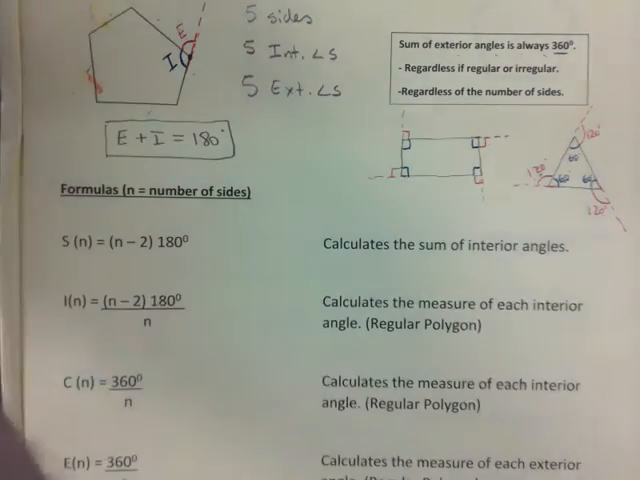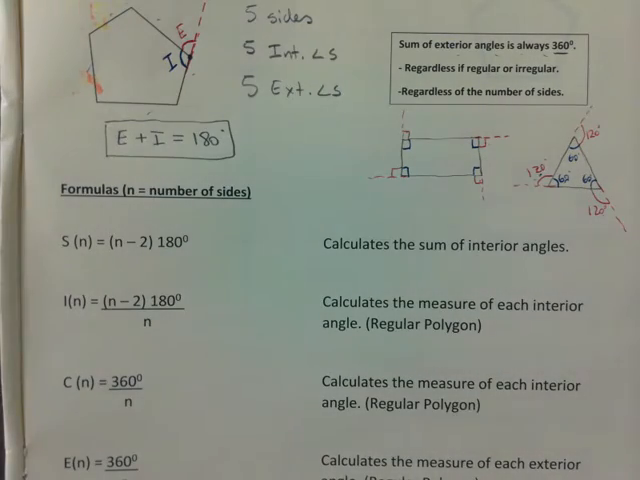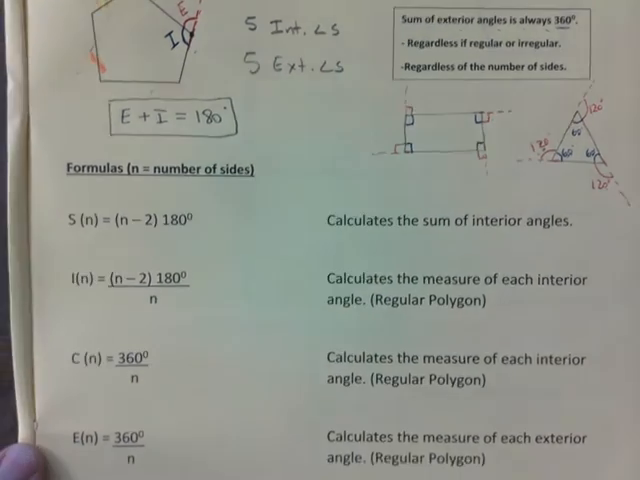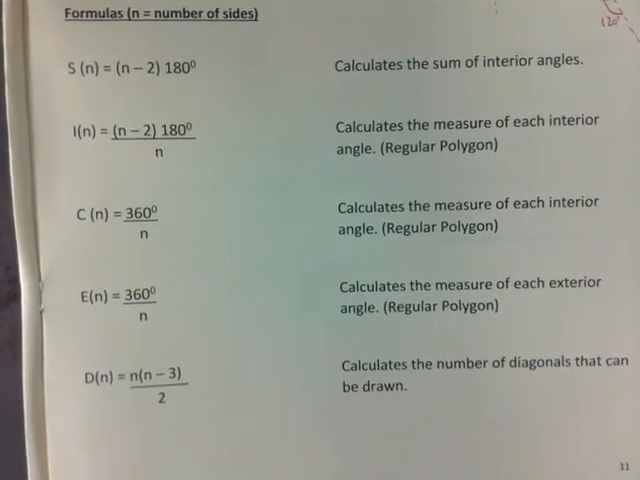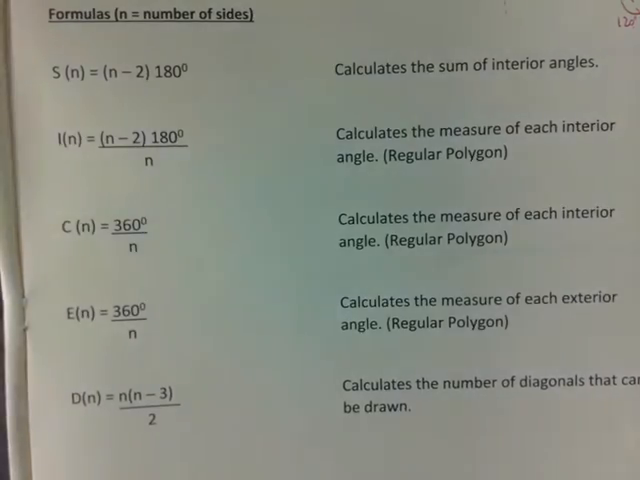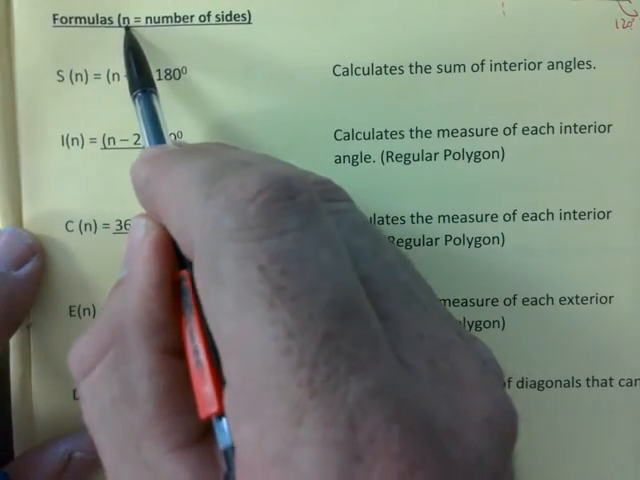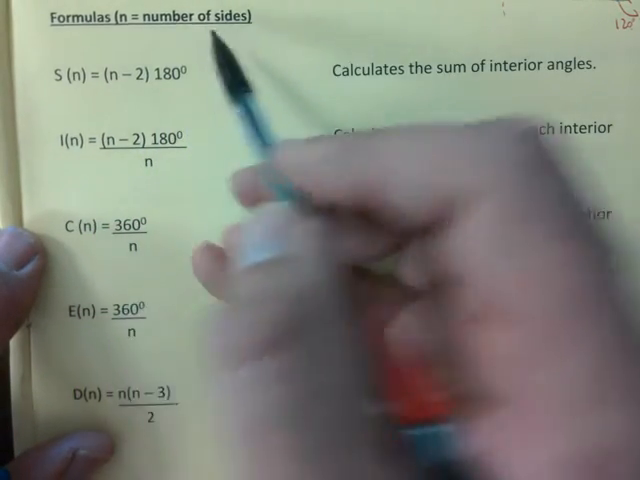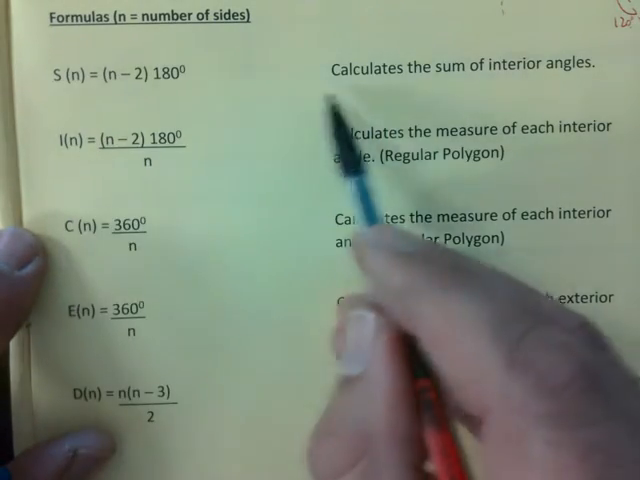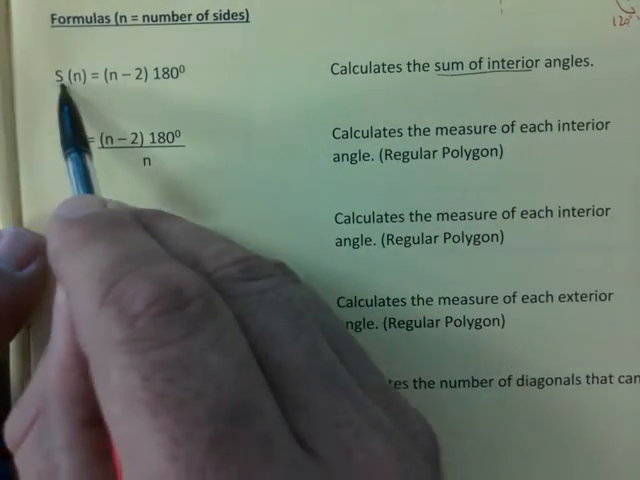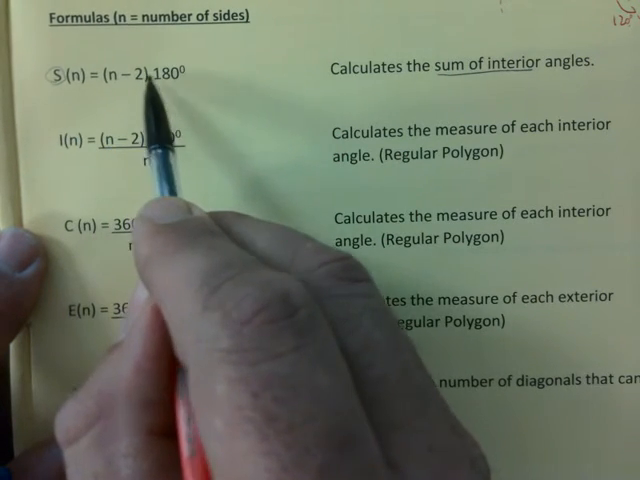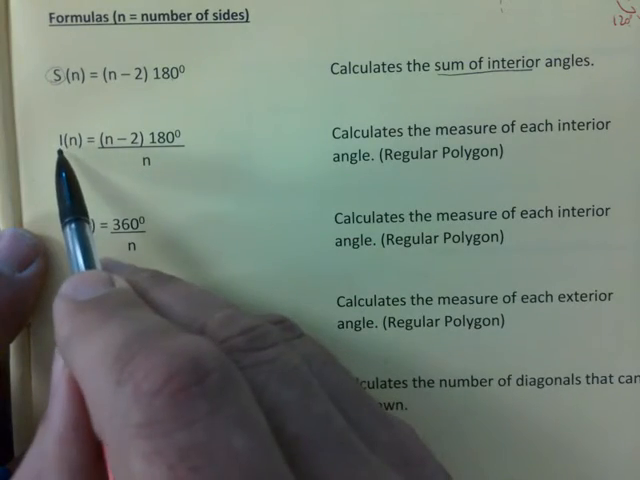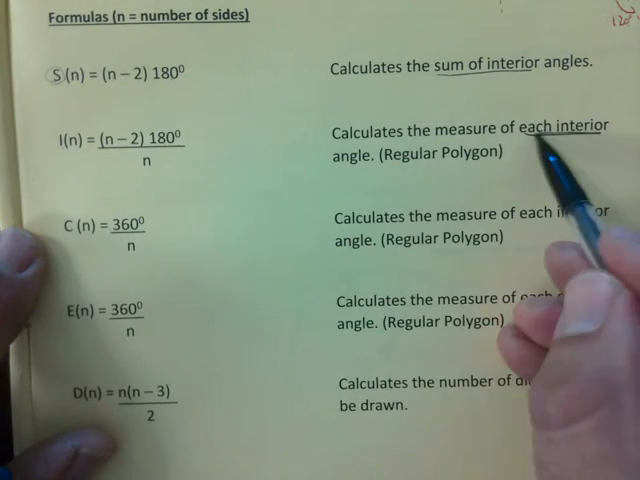All right, let's keep going. These formulas have to be on your formula sheet, so make sure you add that. You can make it very compact. You don't need to expand on it, but always remember that n refers to the number of sides of that polygon. The sum of interior angles is denoted by the letter S. So the sum would be n minus 2 times 180. Then the interior angle: measure of each interior angle.